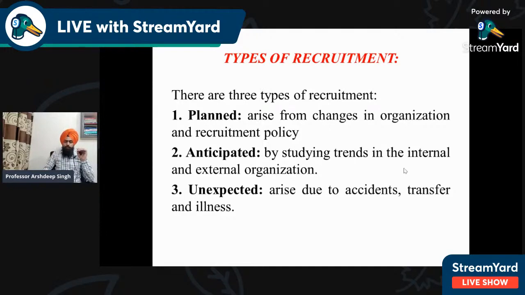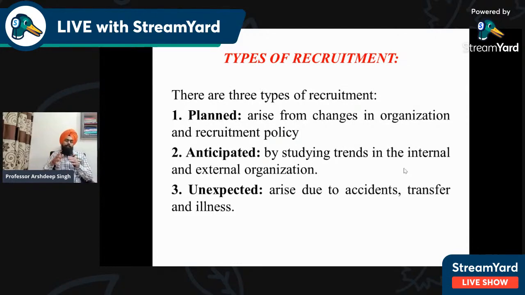And the last one is the unexpected, which arises due to accidents, transfer, and illnesses. This is the third one, in which the recruitment is not planned. It is either due to an accident of any of the employees, or sometimes there is the death of some of the persons who were working in an organization for a long period of time, but now they are no more.